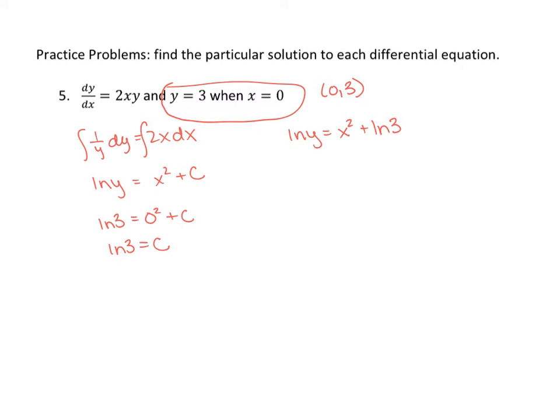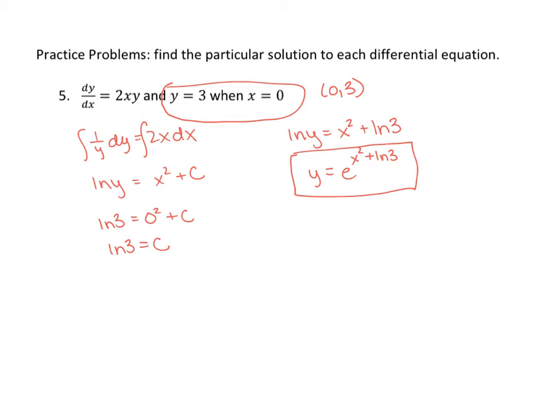And my goal is to solve for y. So I would use e, and y equals e to the x squared plus ln 3. And this is where I would leave my answer. Now this year you guys don't have to worry about multiple choice, but on a multiple choice problem, this would not be the final answer.